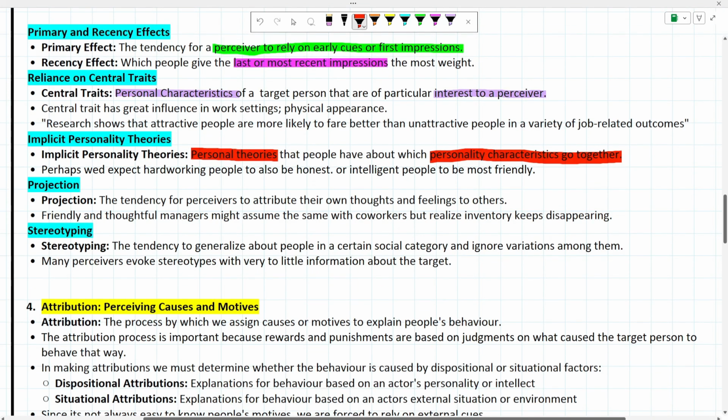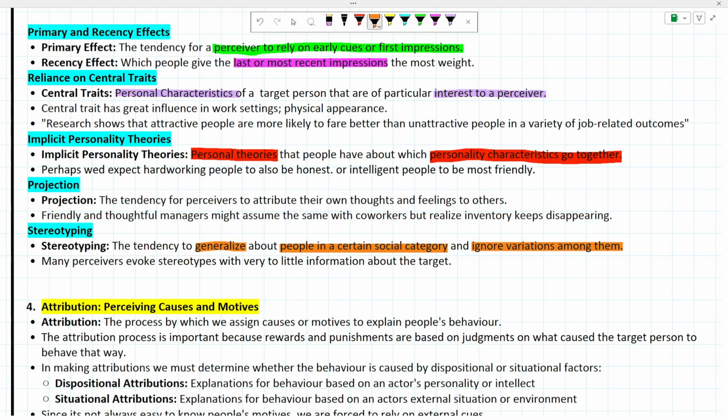So, stereotyping. It's the tendency to generalize about people in a certain social category and ignore variations among them. This is probably the biggest and most important thing about this chapter: the importance of stereotyping and what it is. It's generalizing about people in a certain social category, and we ignore variations among them. So the problem with stereotypes is you ignore that not everyone in that social category is the same, and that's the mistake many people make when they stereotype.